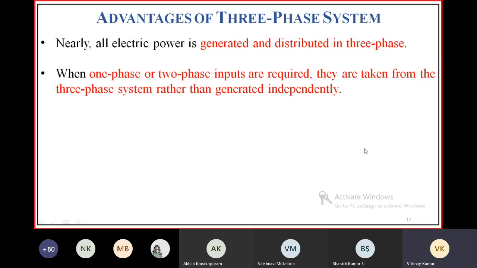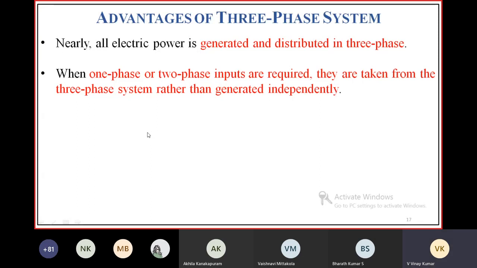Some industries use three phase supply, and we also use single phase supply. For domestic or home appliances, we use single phase supply. But we generate three phase supply; we do not generate single phase supply. By generating three phase supply, we can take single phase supply from it.